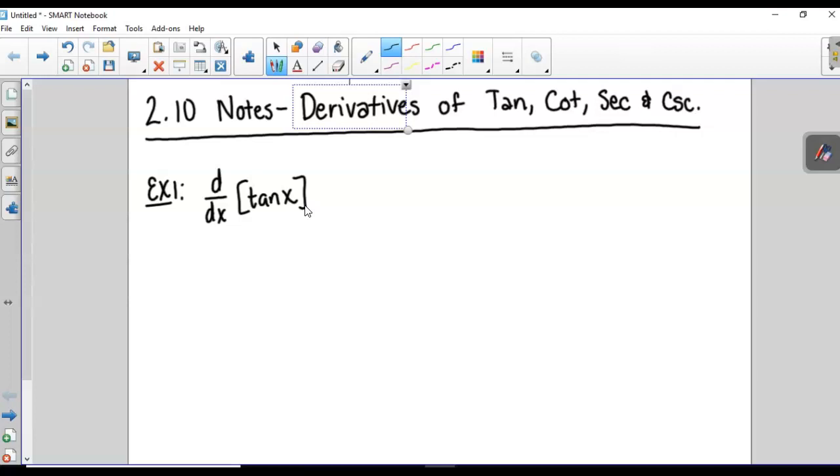I'm going to remind you of one thing, and then I'm going to see if you can find the derivative of tangent of x on your own. Tangent equals sine x over cosine x. Knowing the quotient rule that you now know, see if you can find the derivative of tangent x. Go ahead.